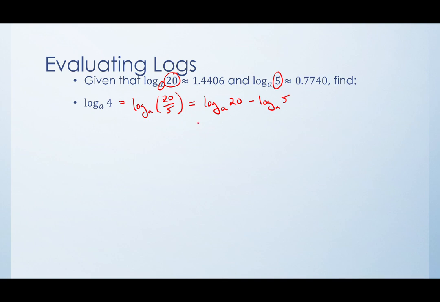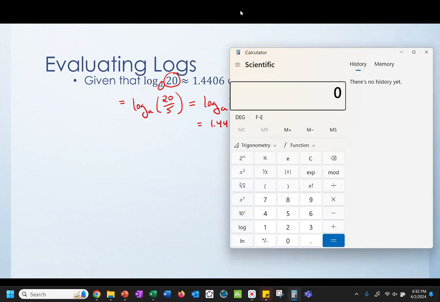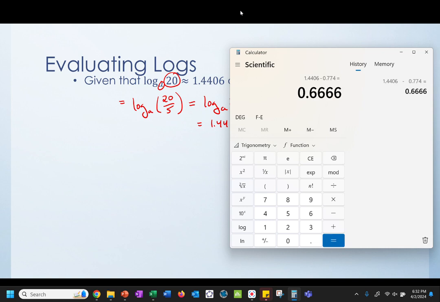And I know what those numbers are, right? 1.4406 minus 0.7740. And we put that in our trusty calculator, and we get something, right? 1.4406 minus 0.774. And we're going to get 0.6666.